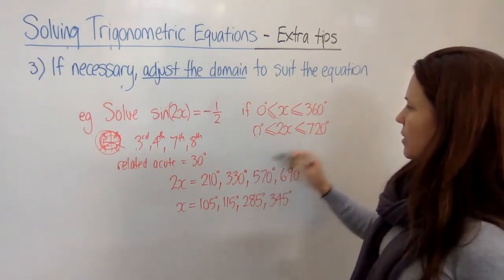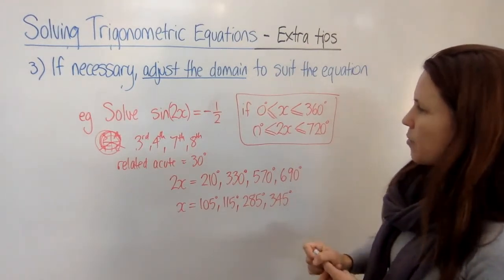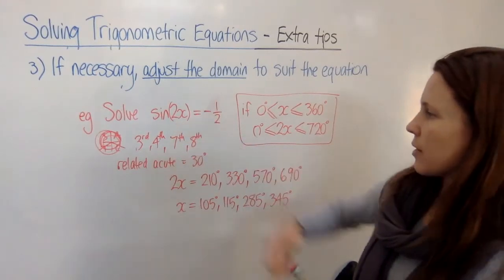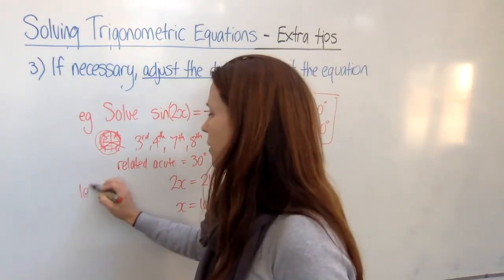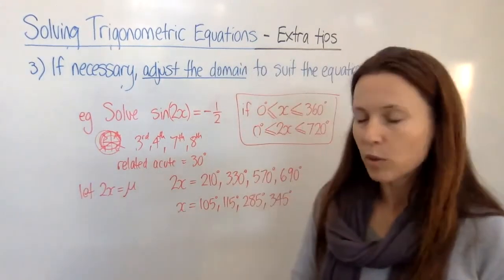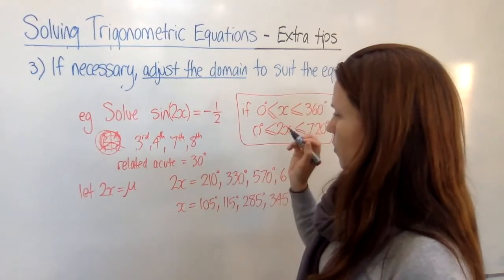So really the key is adjusting the domain in the beginning. Now I said I'd show you 2 methods. The other method that people sometimes use is literally just to say, I'm going to rewrite this. I'm going to say let 2x equal something. Let's use another symbol like mu. Now if 2x equals mu, you can rewrite this whole problem here.